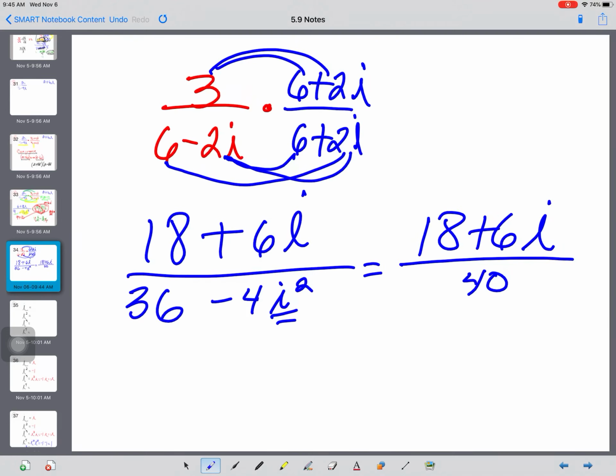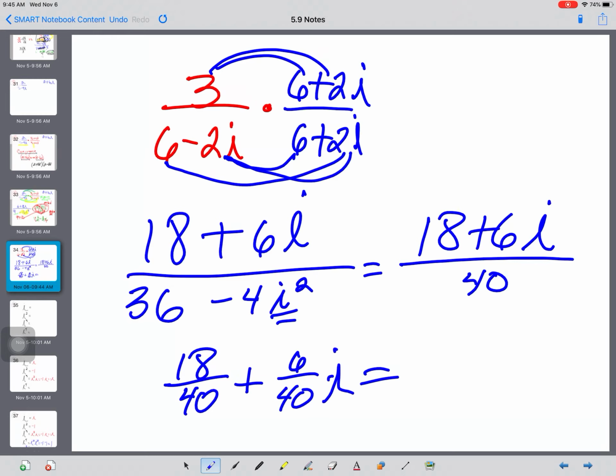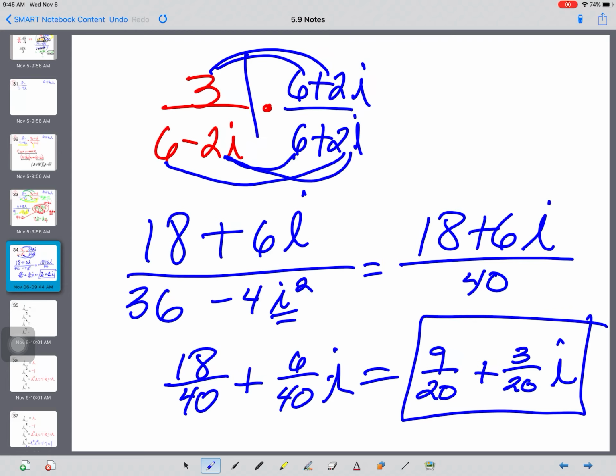So let me pull this apart. I'm going to have 18 over 40 plus 6 over 40 i. The i could be in the numerator, but you typically write it out here as a multiplication. I would always want you to reduce if you can. Let's see, 2 goes into each of those, so that would be 9/20 plus, 2 goes into both of those in front of the i, so that would be 3/20 i. And that's the answer to this division problem.